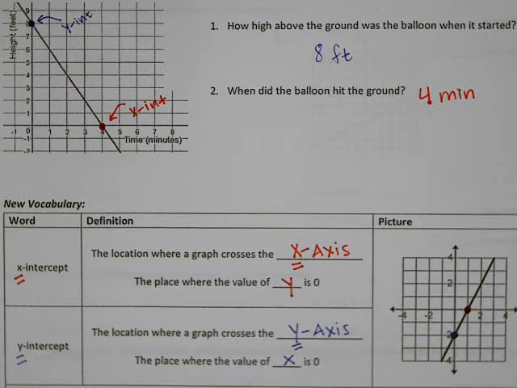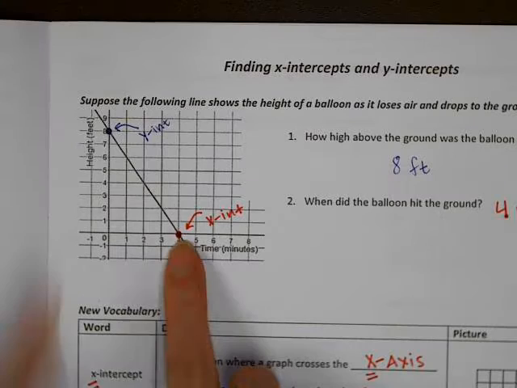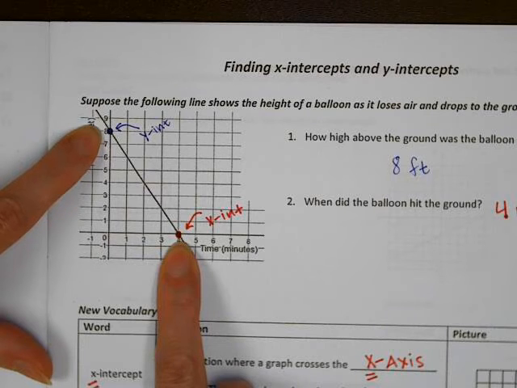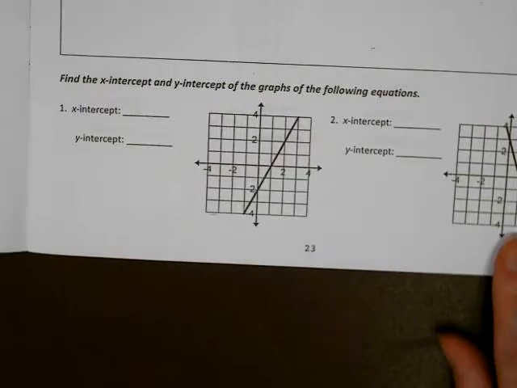And yeah, that's it for that. So why do we care about x and y-intercepts? They end up giving us important information about lines, like where the time is 0 or where the height is 0. So really important, x and y-intercepts. Okay, so let's do some.